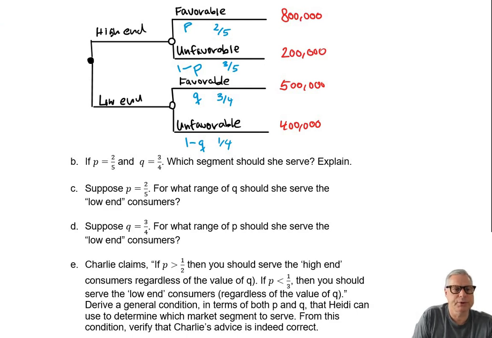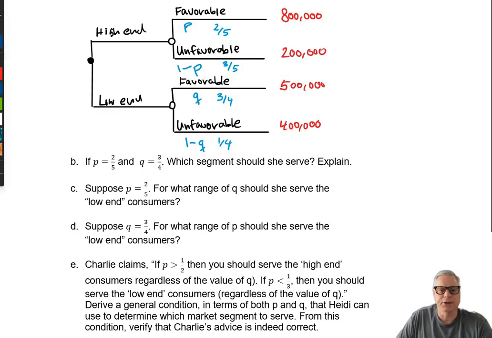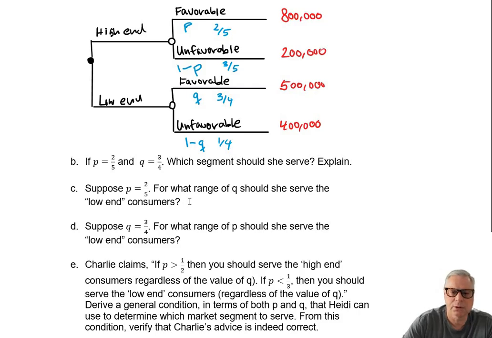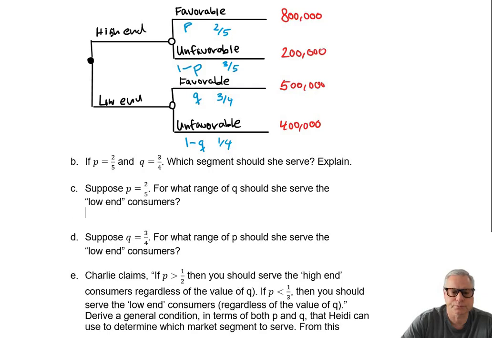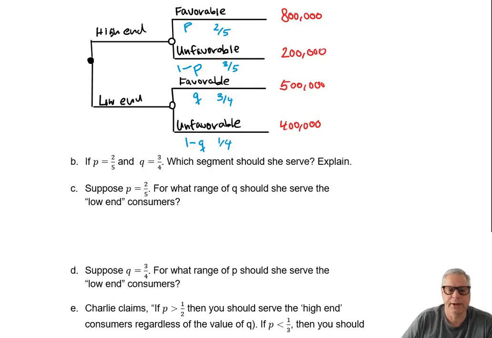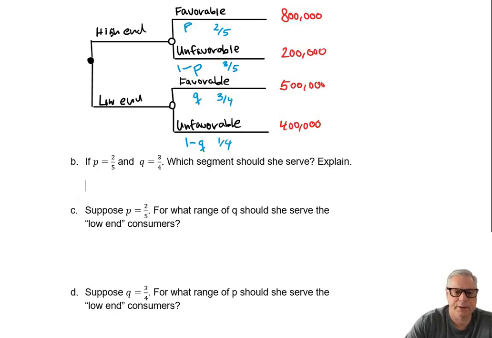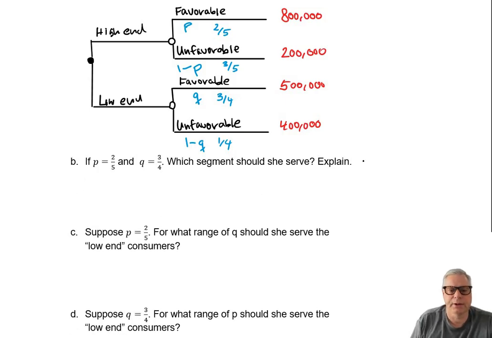Okay, so in this case we have to ask under which condition is serving the low-end consumers favorable. Let's create that here. So we added a probability. Okay, so no, I'm sorry, which segment should she serve? I already looked at the next one.